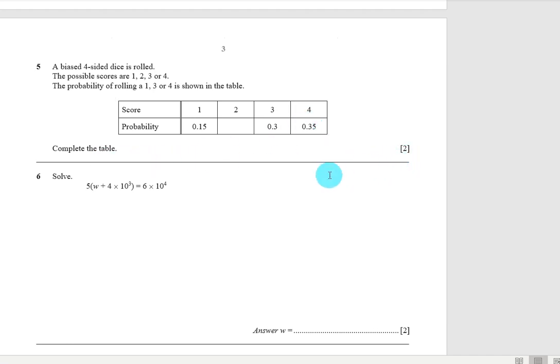Complete the table with 2 marks. You know that the probabilities must add up to 1. So the probability of 2 will equal 1 minus, and then open bracket, all the numbers here: 0.15 plus 0.3 plus 0.35.